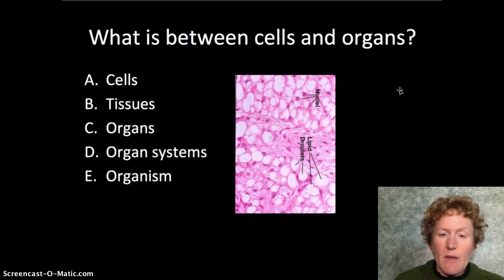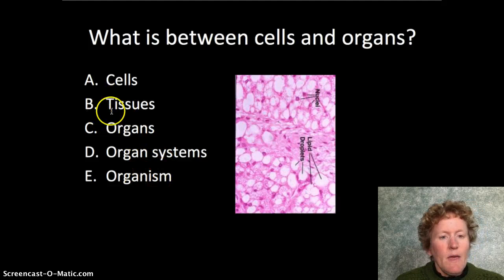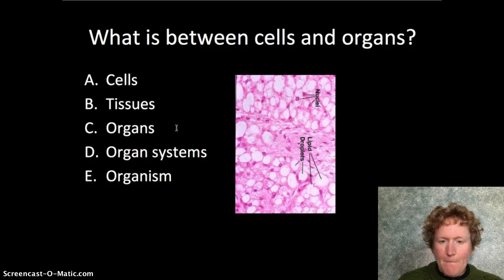So let's try to remember, what was the organizational level between cells and organs? When you have a bunch of specialized cells and they're all together, what do they make? Well, they probably don't make a cell. They don't make an organ system because you have to have more than one organ or parts of organs together. It definitely doesn't make an organism. What we're talking about is tissues here. Here is some fat tissue as an example.